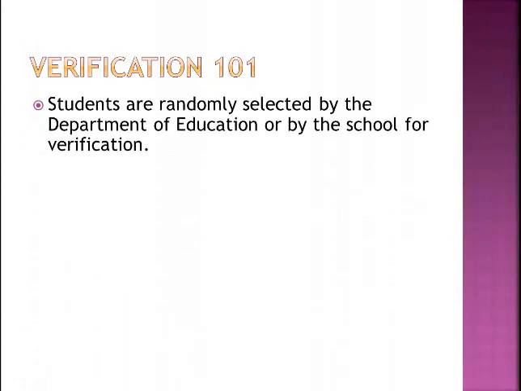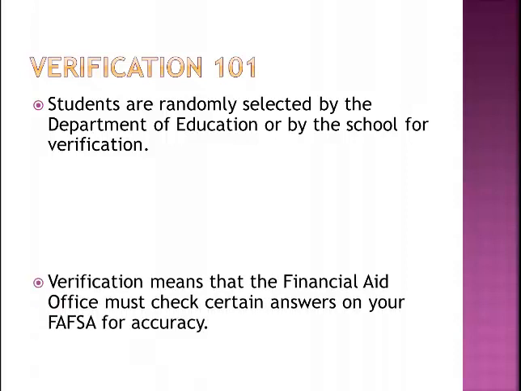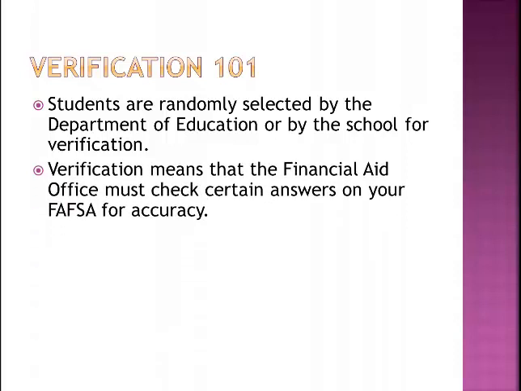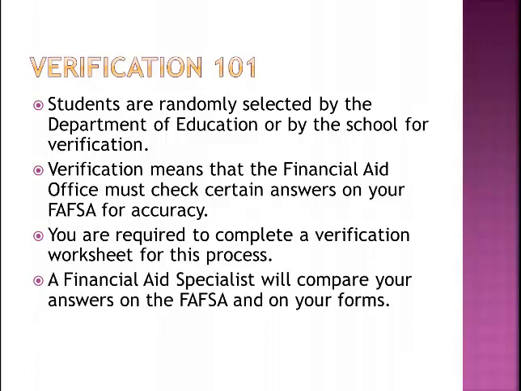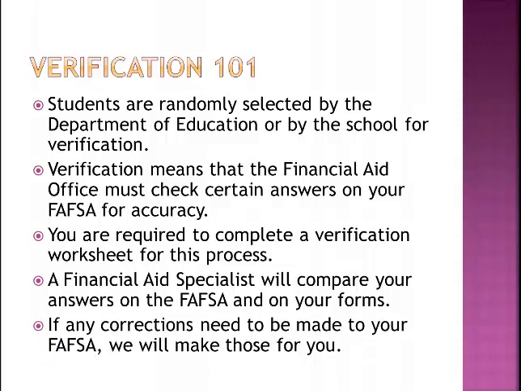Students are randomly selected by the Department of Education or by the school for verification. Verification means that the financial aid office must check certain answers on your FAFSA for accuracy. You are required to complete a verification worksheet for this process. A financial aid specialist will compare your answers on the FAFSA and on your forms. If any corrections need to be made to your FAFSA, we will make those for you.